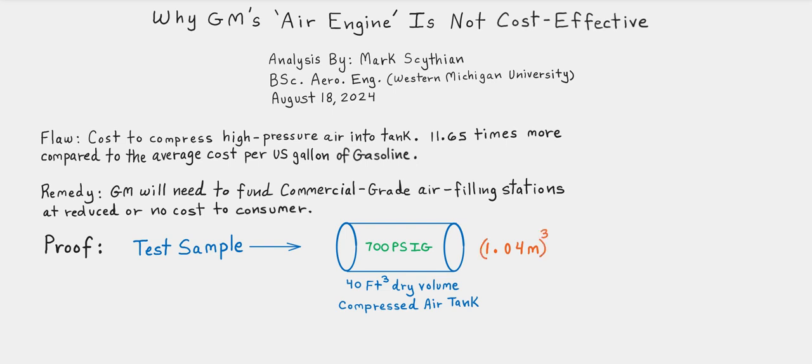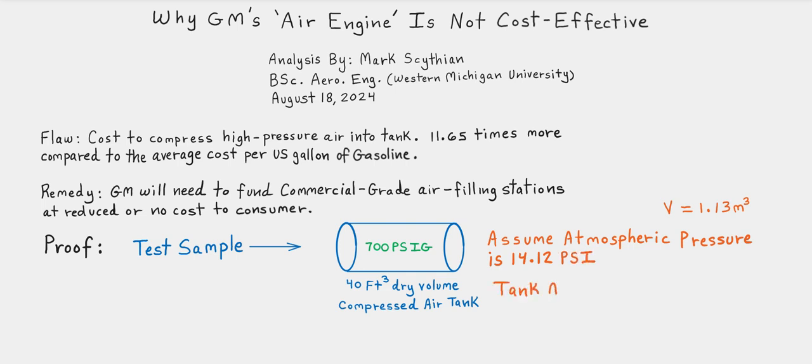So we'll just get the cube root of 40 cubic feet, divide the linear feet value by 3.28 to get meters, and then cube that value so we have a volume of 1.13 cubic meters. That's equal to 40 cubic feet.